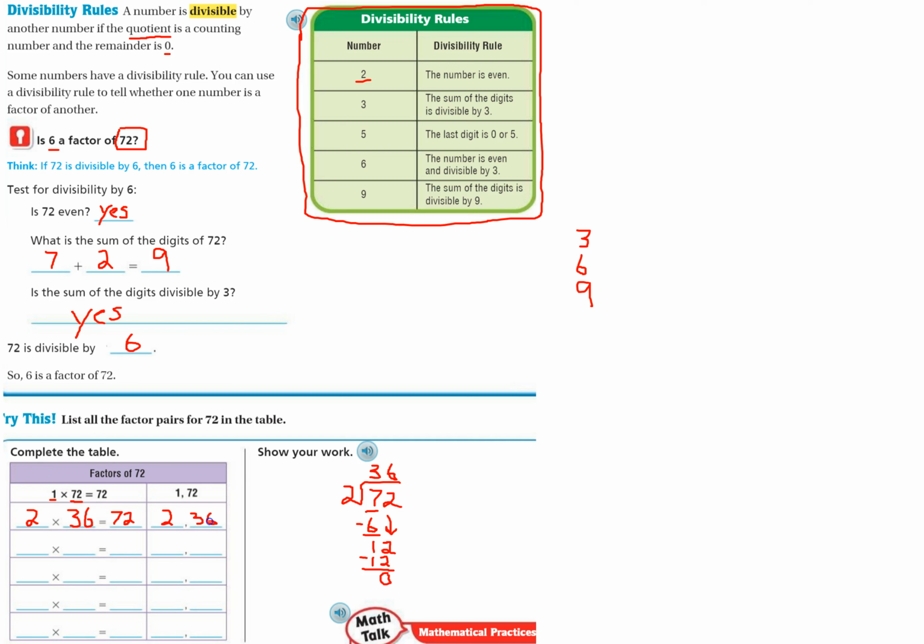All right, now let's check and see if 3 will work. The sum of the digits is divisible by 3. Well, we already did that here. 72 was 7 plus 2 equals 9. Is 9 divisible by 3? Yeah. So then I know 3 is going to work. Okay. Now again, if you're not sure 3 times what equals 72, that's all right. Just do the work. So I'm going to do 72 divided by 3.